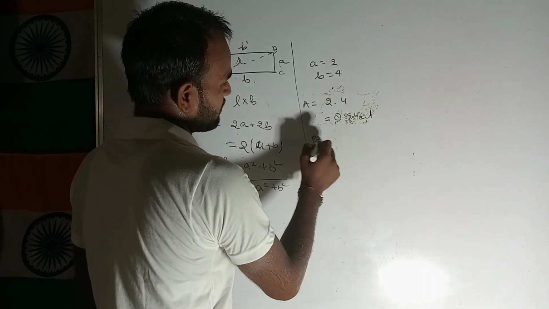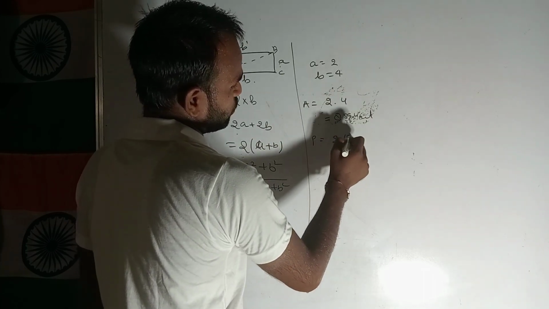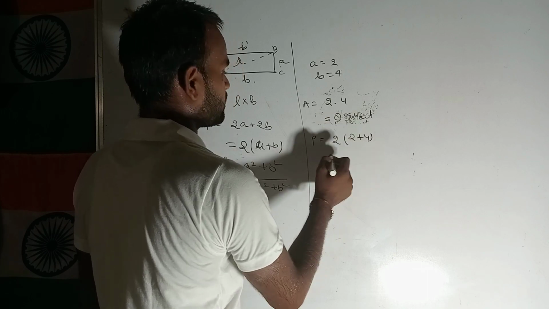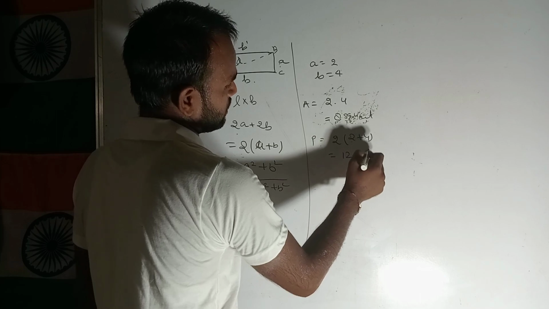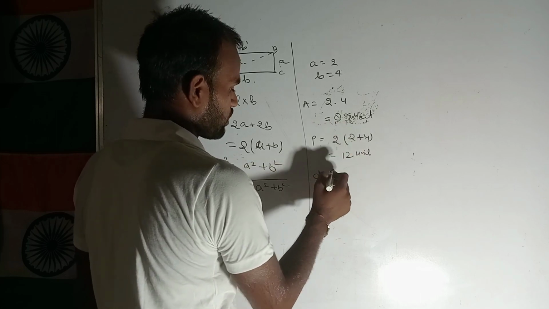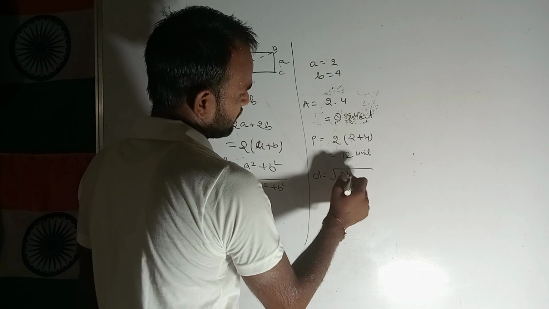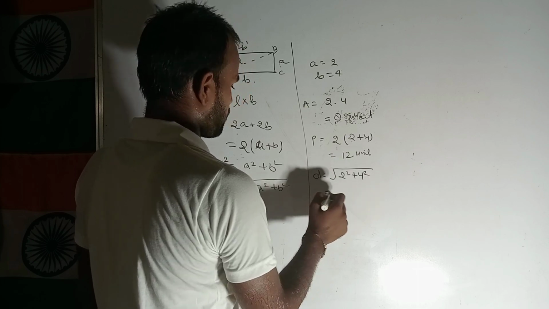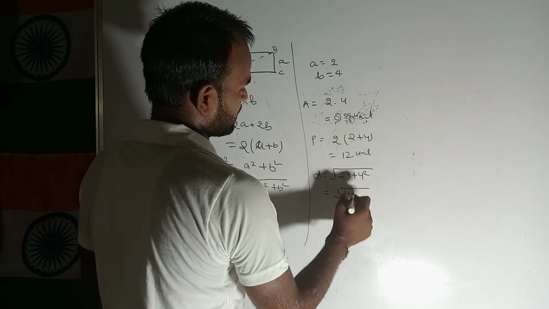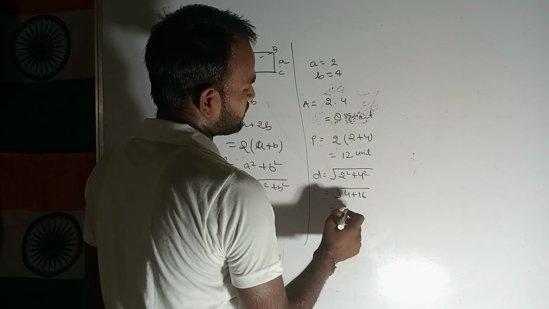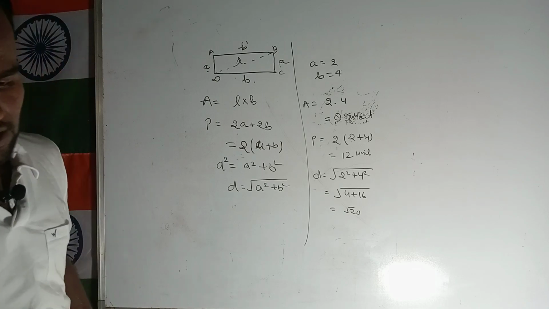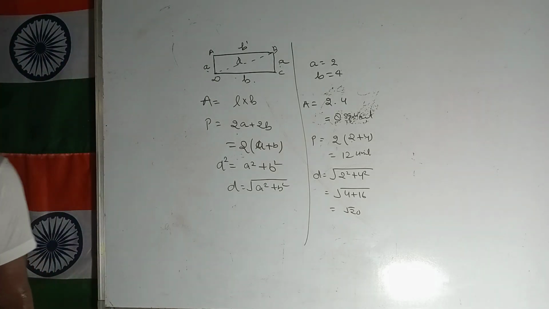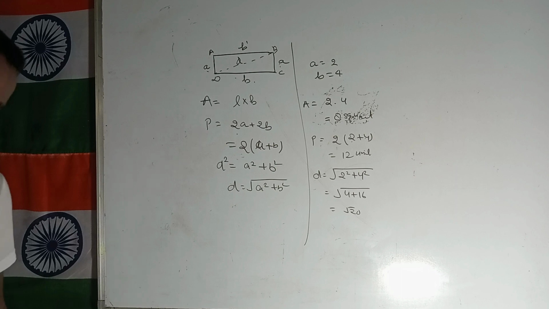Okay, what will be the perimeter? 2 into (2 plus 4), that is 2 into 6, that is 12 unit. And what will be the diagonal? D equals under root 2 square plus 4 square, means 4 plus 16, that is under root 20. This will be the diagonal of the rectangle. So please note this down if you have any query.